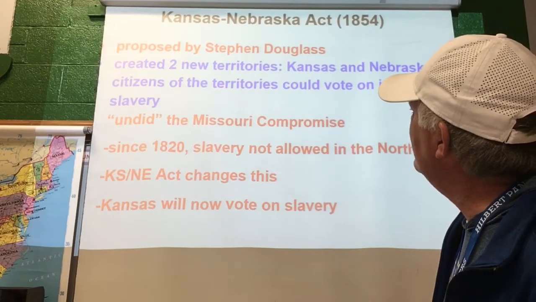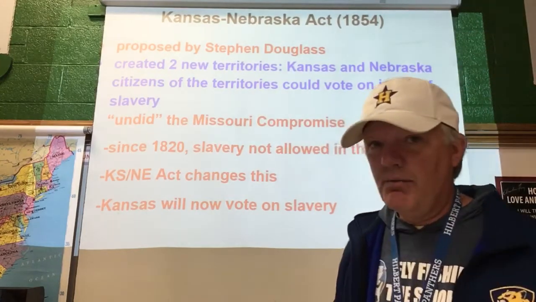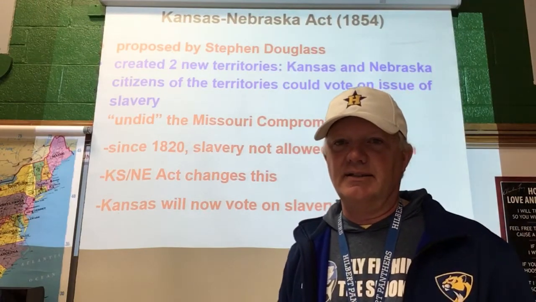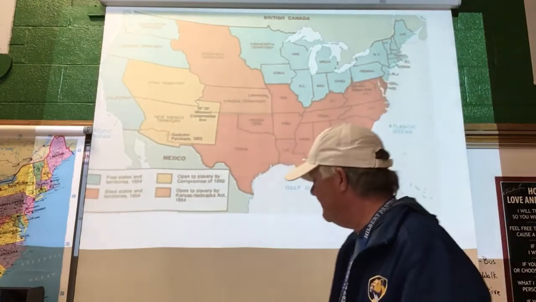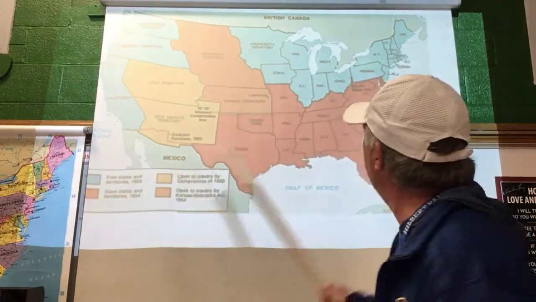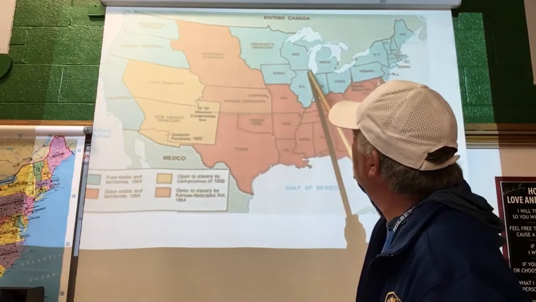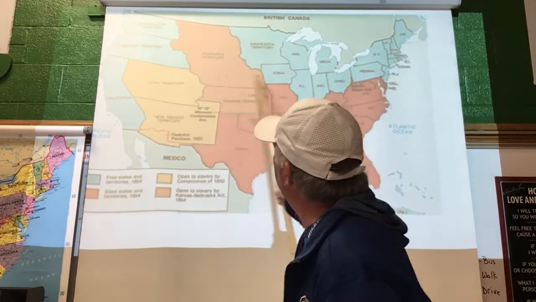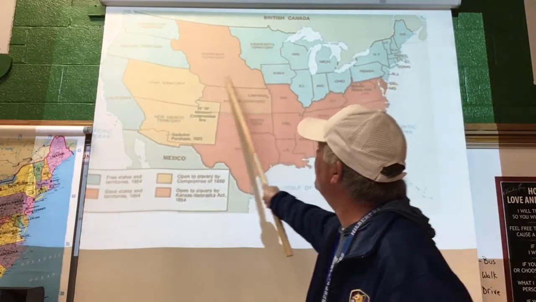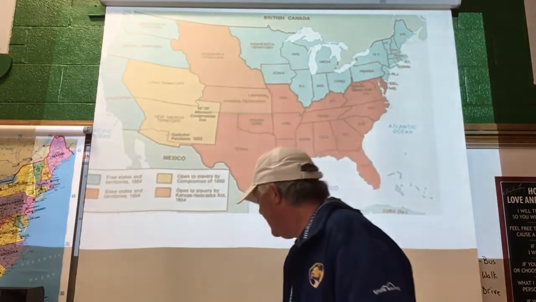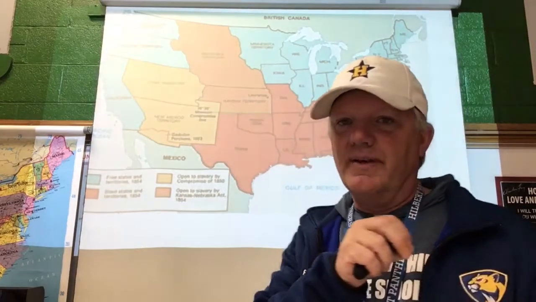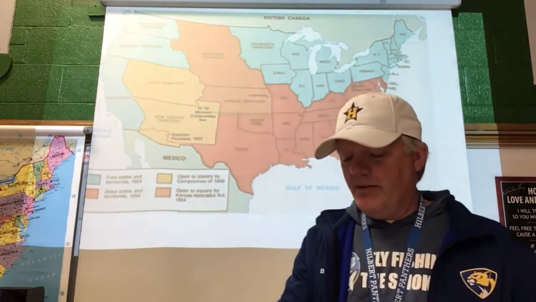The Kansas-Nebraska Act, proposed by a senator from Illinois known as Stephen Douglas. And Stephen Douglas wanted to build a railroad starting in Chicago, Illinois, that would then go all the way to the Pacific Ocean. It would have to go through this area of land, but at that time it was known as the unorganized territory. So he's going to come up with a plan.